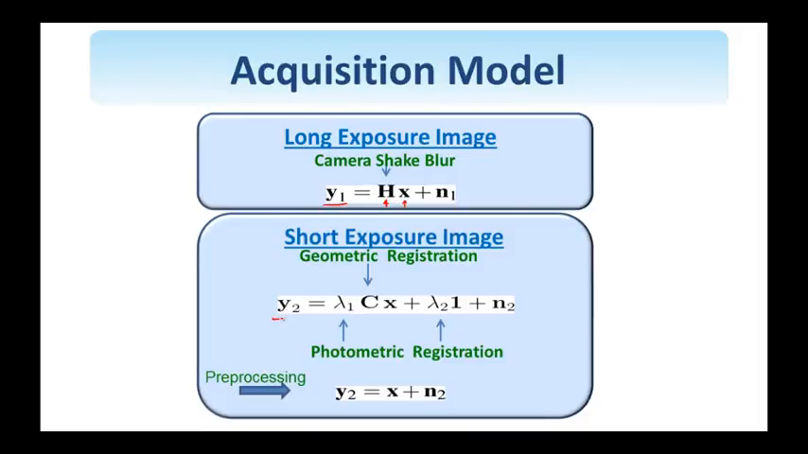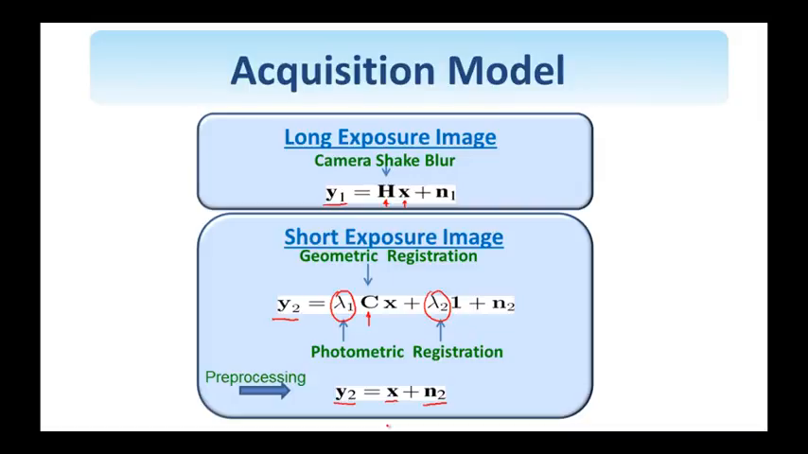So the short exposure image Y2 involves these two parameters, lambda 1 and lambda 2, that are responsible for the photometric registration, and the matrix or operator C that accounts for the geometric registration. Lambda 1, lambda 2, and C can be part of the problem, or they can be handled separately as a pre-processing step, in which case the observed short exposure image Y2 equals the original X plus noise.